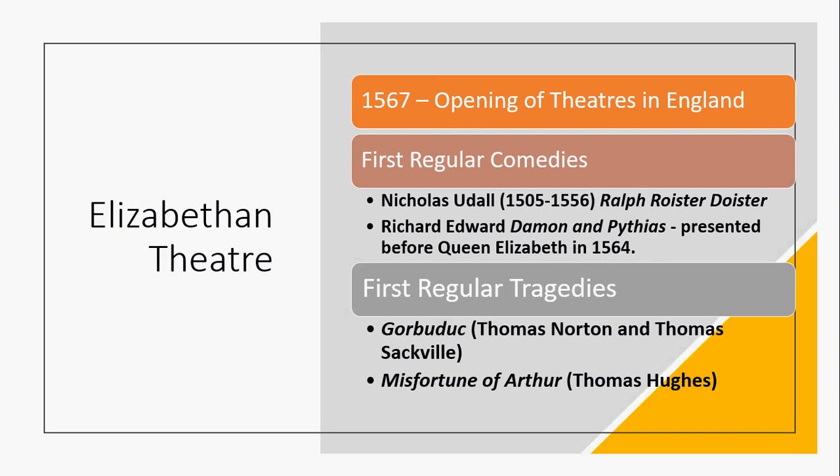There are a couple of examples given for the regular comedies that started being performed during the Elizabethan age. One playwright is Nicholas Udall. A famous play, a comedy by him, is Ralph Roister Doister. Another comic playwright, Richard Edwards, is famous for the play Damon and Pythias. This was presented before Queen Elizabeth in the year 1564.